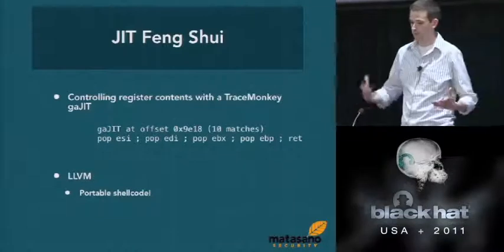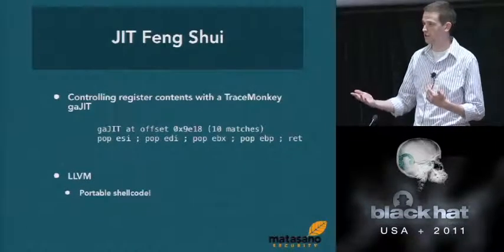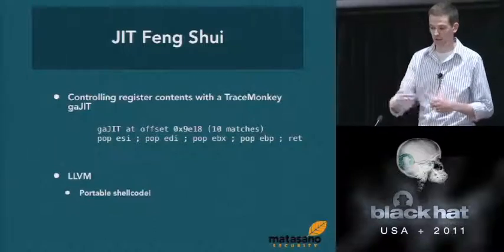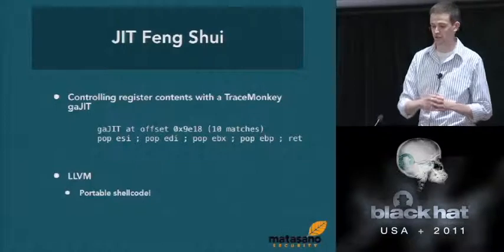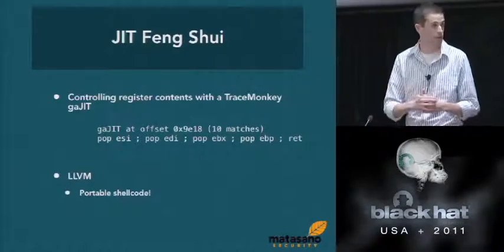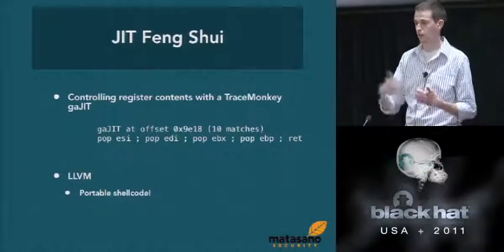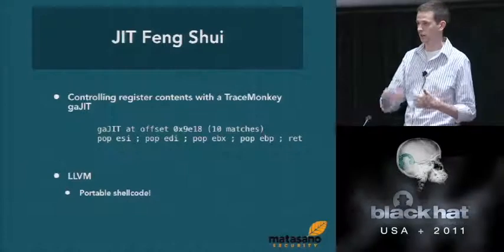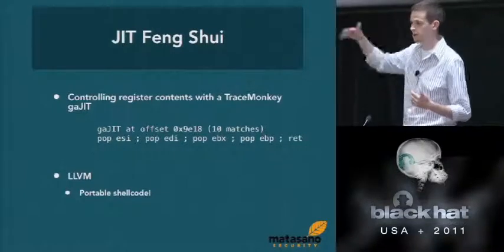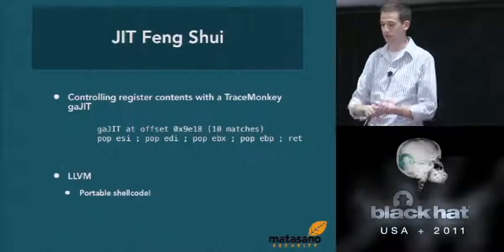So here's a quick example of the JIT feng shui technique, feeding the JIT engine a specific input to get a usable ROP gadget out of it. In TraceMonkey, we found a bunch of gadgets like this where it pops a bunch of values off the stack, which you control in a ROP payload, and then just returns. We found this to be usable because now we can call other sorts of gadgets that call values in those registers, instead of calling other individual gadgets that control those registers. We can do it all in this single gadget.